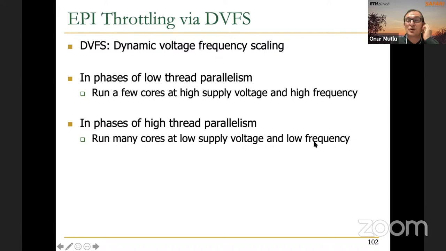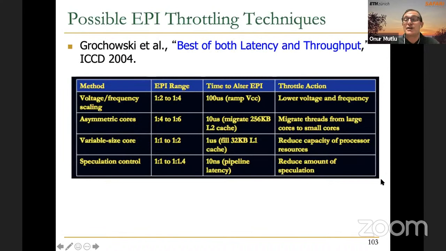And I'm going to mention the other paper that I mentioned very early on when we talked about asymmetry. This is the Intel paper. Actually, the other one's an Intel paper also. The one that we're talking about is an Intel paper also, but this one's an Intel paper. Here, basically, they talk about how you can change the energy per instruction and how much time it takes. So voltage and frequency scaling basically gives you an energy per instruction range of 1 to 4, let's say, between the highest voltage setting and the lowest voltage setting. And it takes time, 100 microseconds in this case, to ramp up the VCC, basically, voltage.